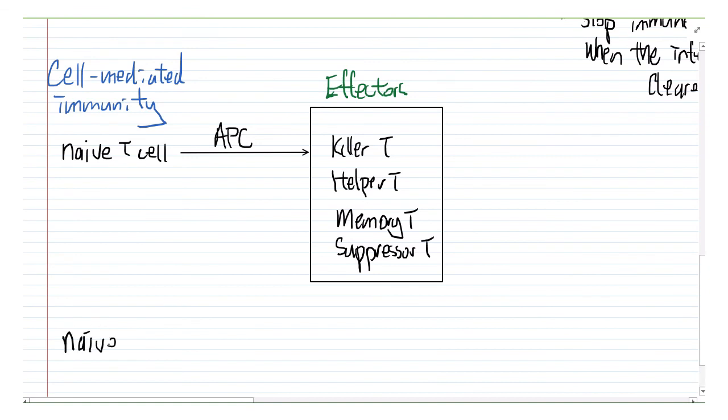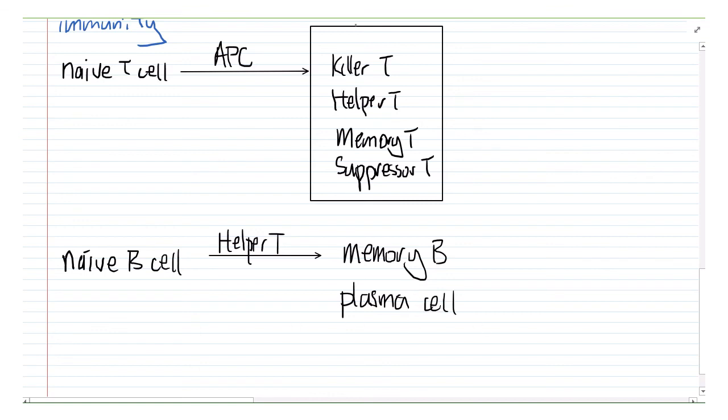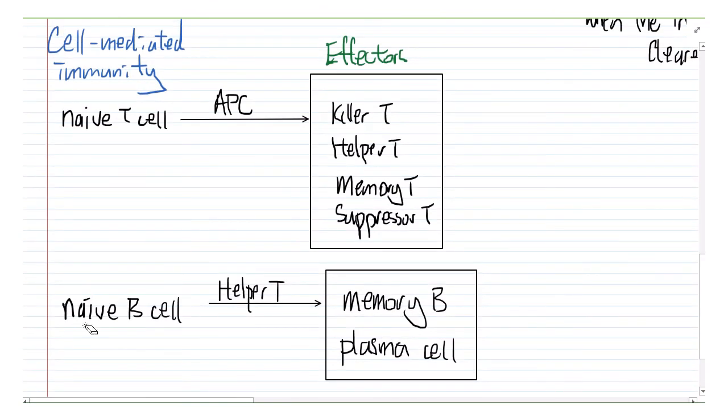the naive B cell. And to activate the naive B cell, to choose the correct naive B cell, you will need to have a helper T cell. Once the naive B cells are chosen by the helper T cell, they will differentiate into memory B cells and plasma cells. So these are antibody factories, right? Again, these are called effector cells. These are the effectors for naive B cells.